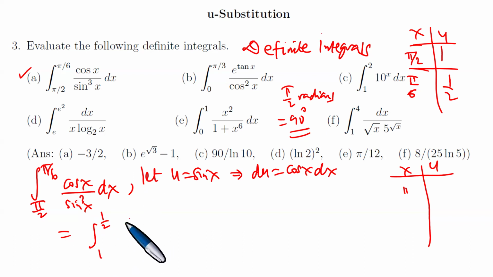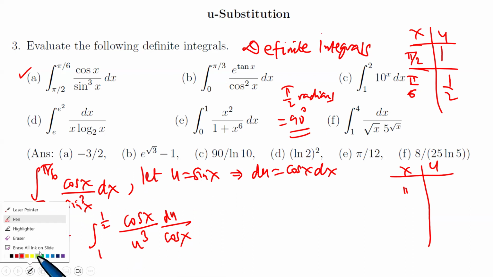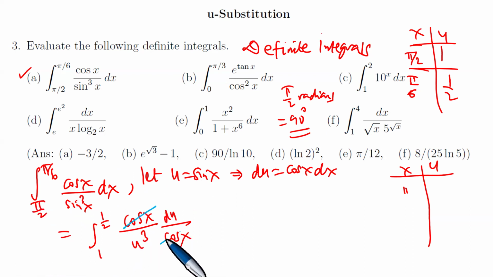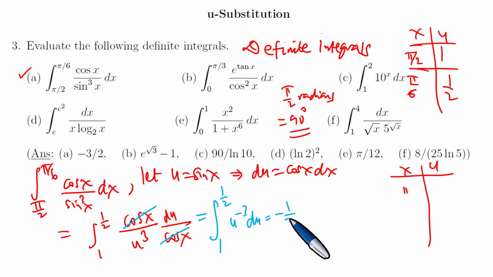We proceed. So we have the cosine of x divided by sine cubed, which is u cubed. dx is du divided by the cosine. So you have this: 1 over minus 2, u to the minus 2. You find the integral of this, then you integrate from 1 to 1/2.